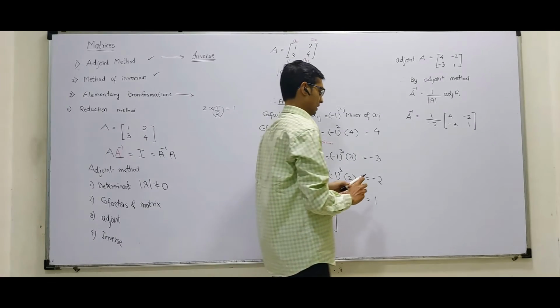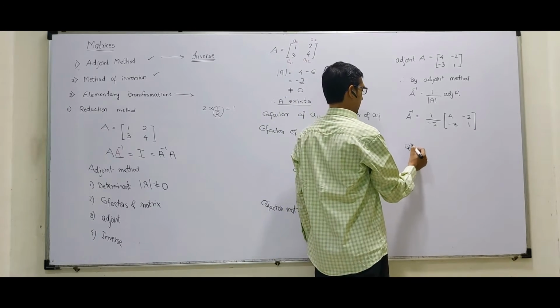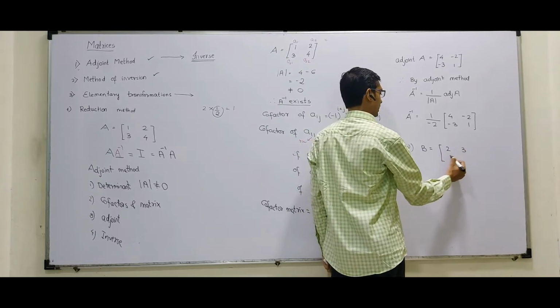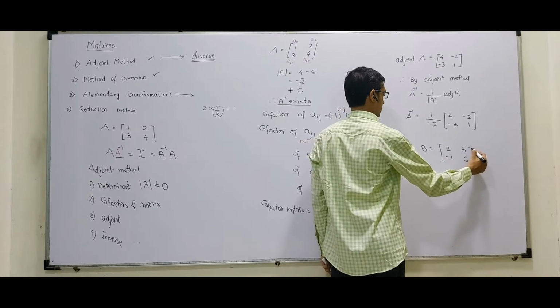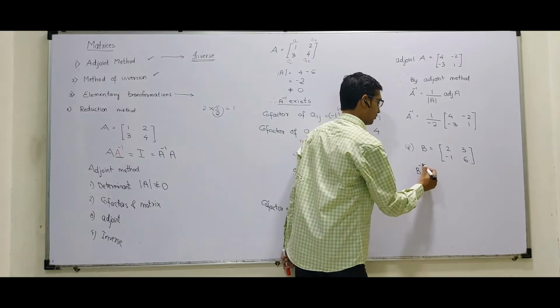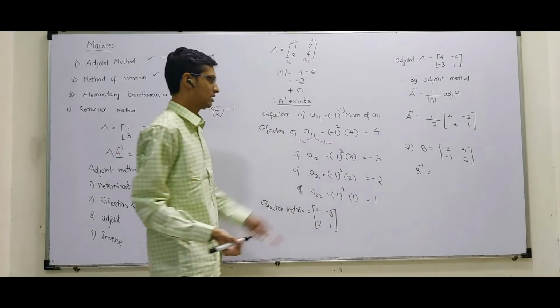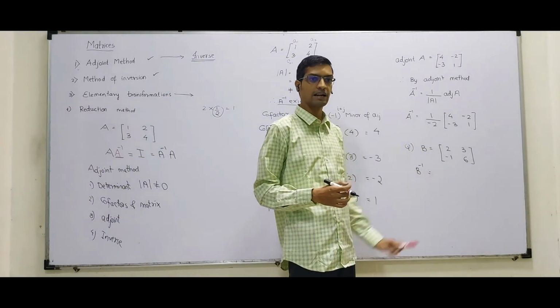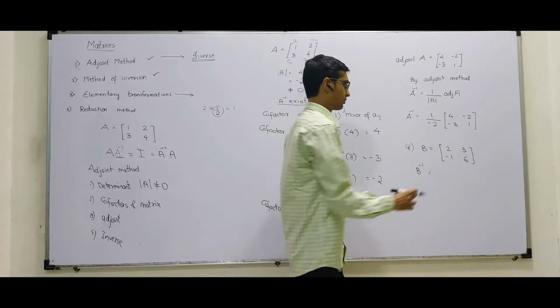लेट अस डू अ शॉर्ट प्रैक्टिस. I'll take one more question. Matrix B, 2 3 -1 6 suppose. मुझे निकालना है B इनवर्स. क्या निकालना है? B इनवर्स. You will do entire step again. I'm just explaining how to write shortcut. At least how to write the final answer.